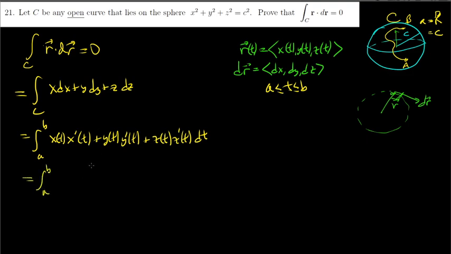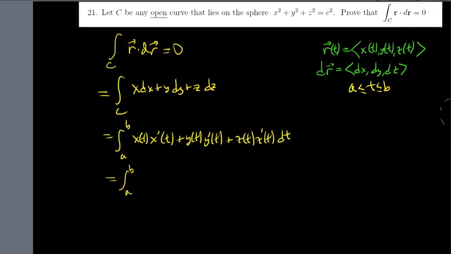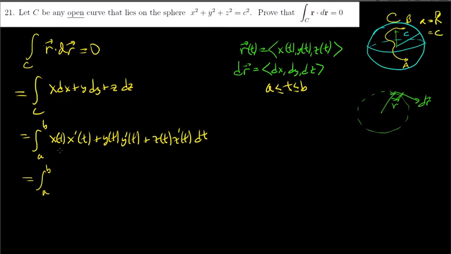Okay, so here's the trick. If we think about this integrand here, this looks an awful lot like, oh, sorry about that. There we go. This stylus tends to do that with this little button here. Anyways, so think about this as a dot product here. I mean, it is r dot dr.